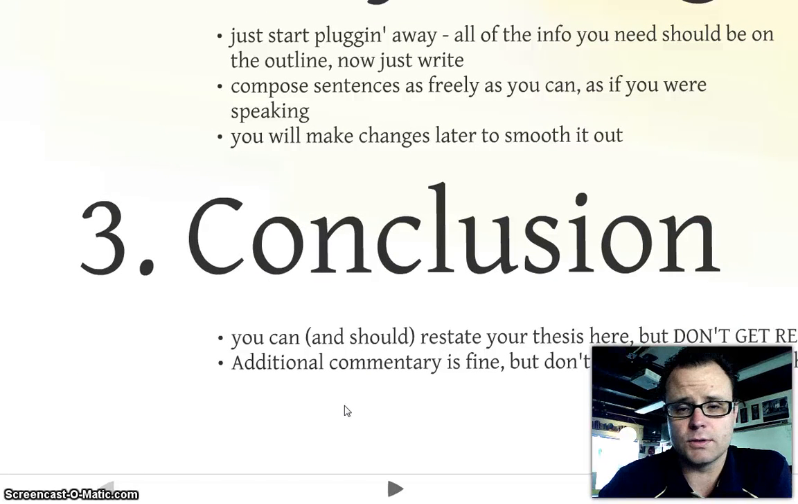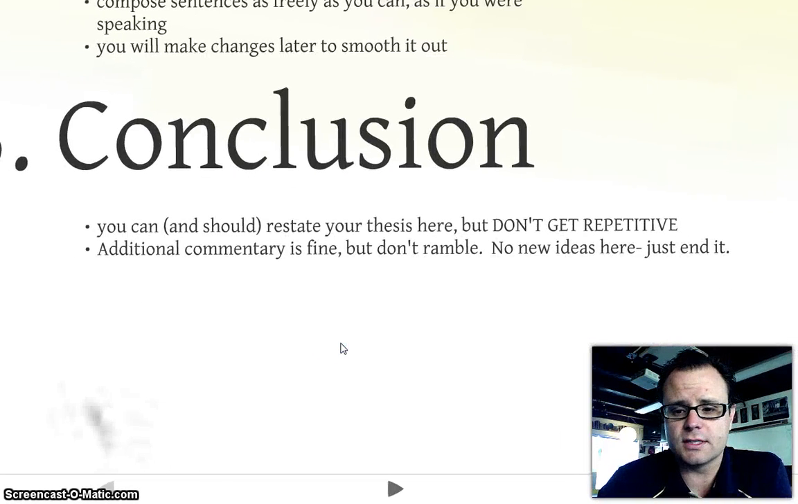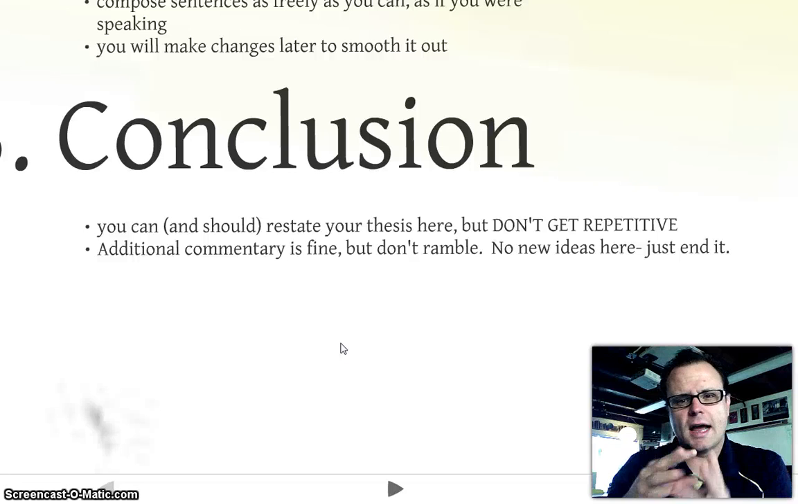Then the conclusion. This is the 3rd step, is writing the conclusion at the end. One thing that's important is you can and you should restate your thesis here, just to kind of wrap it up. Maybe in the first paragraph of your conclusion, or first sentence of your conclusion paragraph. But make sure you don't get repetitive. You don't want to start repeating stuff in your conclusion. That gets really boring and it drags out the ending.